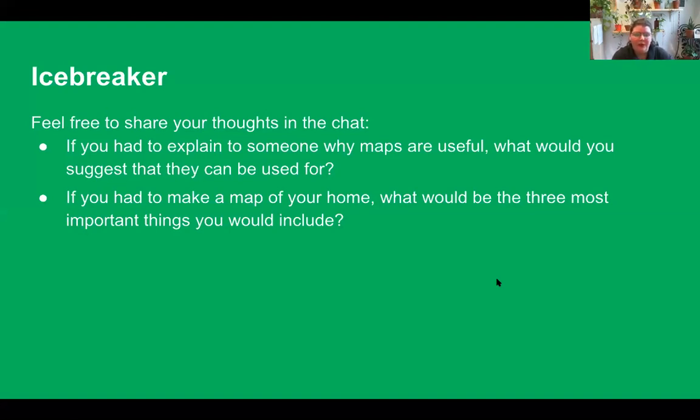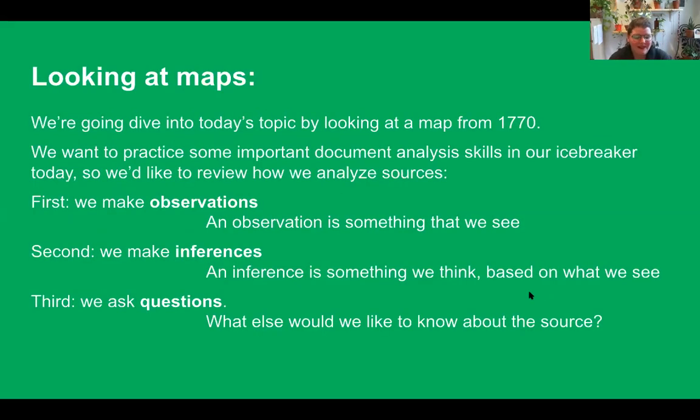Like I said before, we're going to be diving into some amazing maps today. We're going to be exploring a map that was created in 1770. In order to understand this map, which is known as the Ratzer map, we want to practice some important document analysis skills that will help us piece together what's actually going on in the Ratzer map. These skills and vocabulary terms will help us collectively analyze the map through the same lens and terminology, which is always so important. If we could go to the next slide, that would be great.